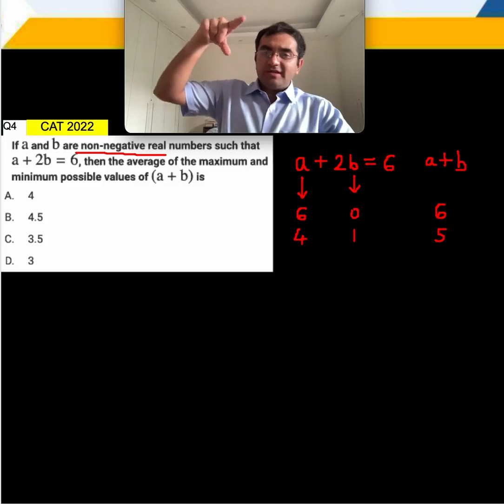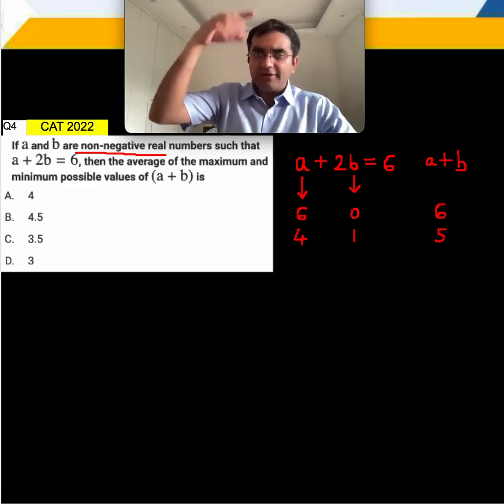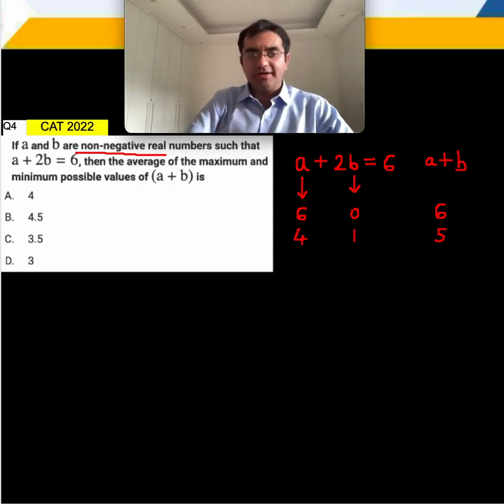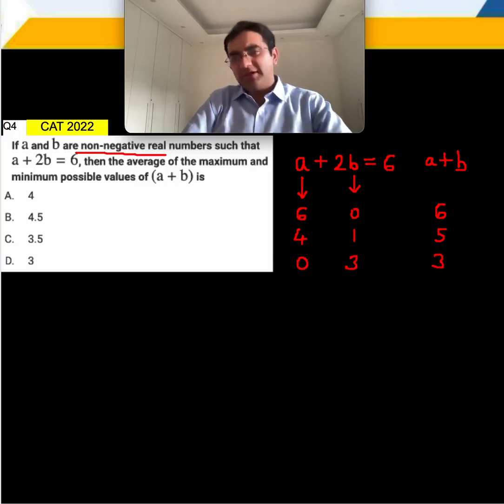सो वी आर ऑब्जर्विंग दैट जैसे ही a का वैल्यू 6 से छोटा होने लगा a प्लस b छोटा होने लग गया. सो आई गो टू द स्मॉलेस्ट वैल्यू ऑफ a दैट इज़ 0. सो b विल टर्न आउट टू बी 6/2 दैट इज़ 3. तो a प्लस b आपका 3 आ जाएगा.